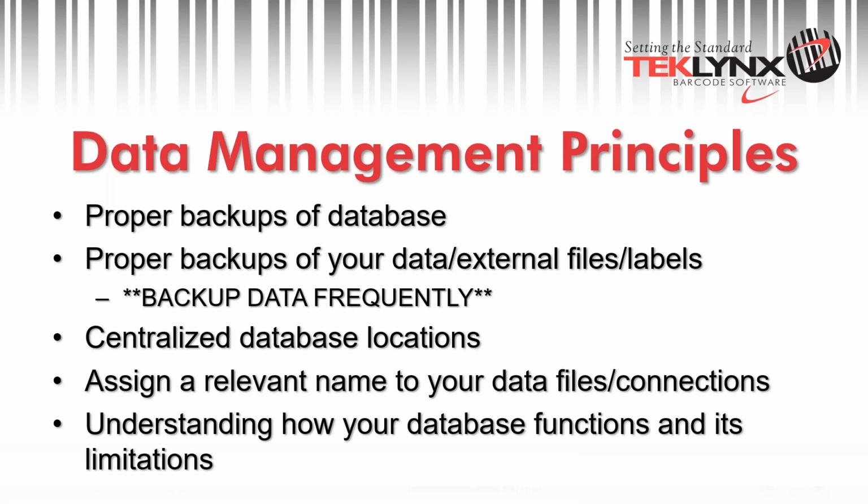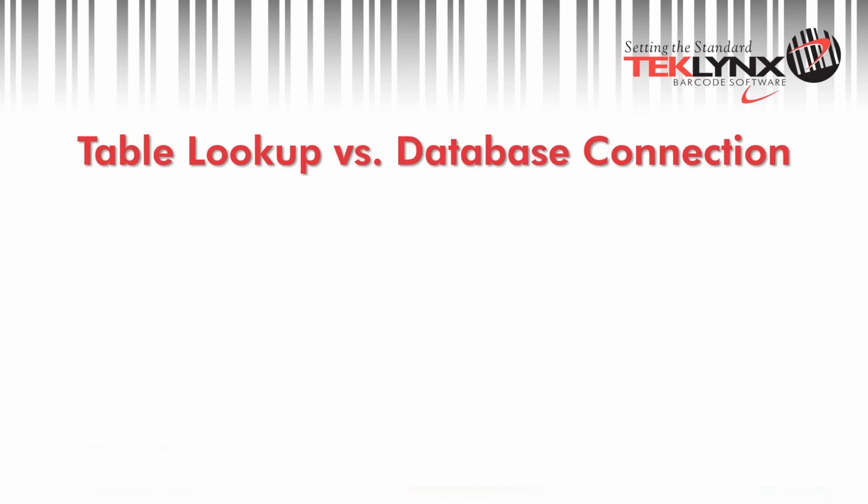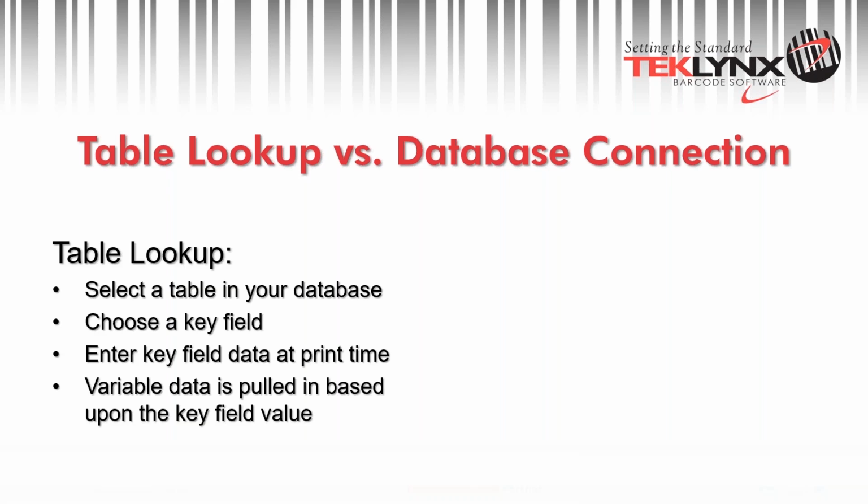So now that we have gone over these suggestions of best practices, we're going to take a look at the differences between table lookups and database connections, also known as sequential database connections. We'll go over that in just a moment. But first, the table lookup is pretty straightforward. Basically, you select a table in your database and you choose a key field. A key field is basically a column in your database with a unique identifier, such as a part number or a SKU, something that doesn't repeat itself.